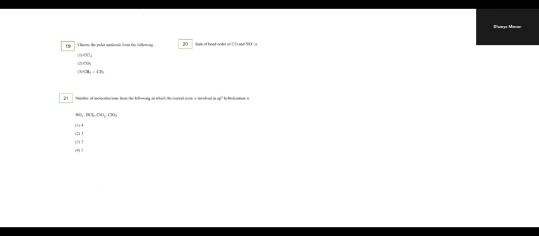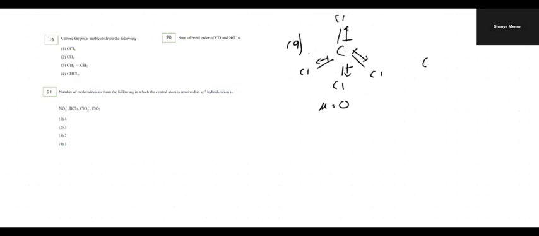Coming to the 19th one. Choose the polar molecule from the following. So, polar molecule, we have CCl4. They are all in opposite directions. They cancel each other. Polar molecules have some amount of dipole. So here the dipole is 0 because they cancel each other. Carbon dioxide, as we just saw in one of the earlier questions, is 0. Then we have CH2Cl2.